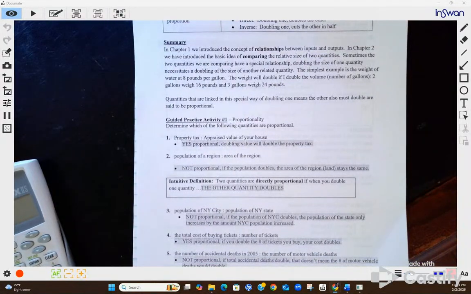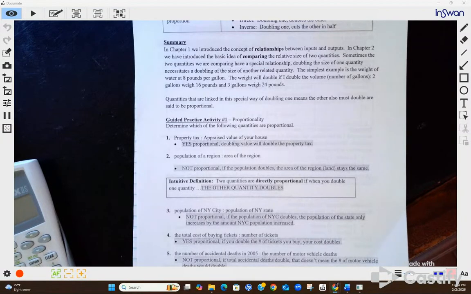So these are filled in. Decide which of the following quantities is proportional. Is property tax proportional to the appraised value of your house? Yes, well, and in Virginia Beach anyway. So yes, if they double the value of your house, it's going to double your property tax.